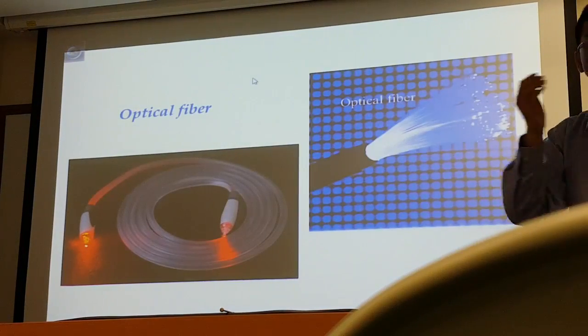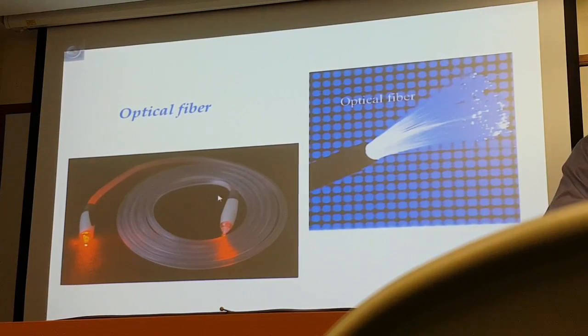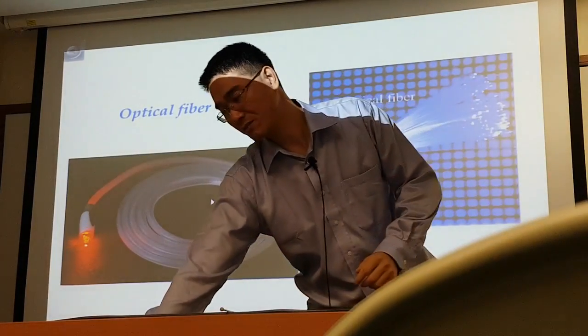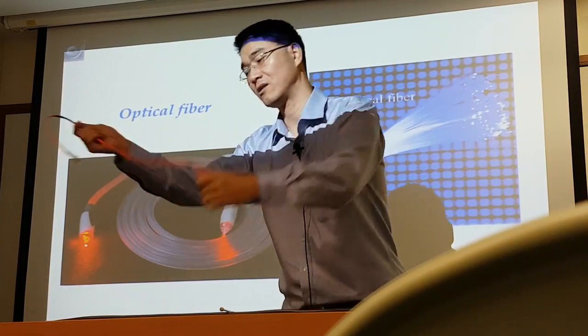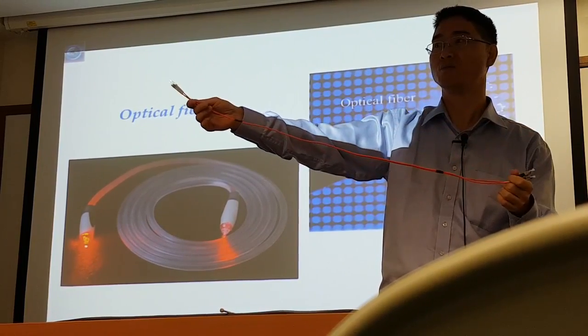Also, we just now mentioned fiber to the home, right? Optical fiber is also one kind of transmission line. Here we have optical fiber, right? Optical fiber to the home.